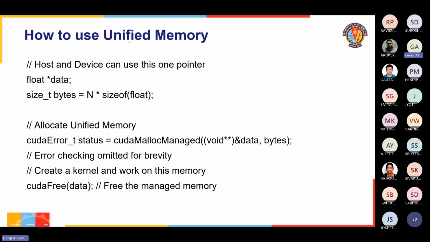So how do you use unified memory? Host and device can use this single pointer data. You allocate this memory by calling CUDA malloc managed. You then create a kernel, send this data directly to this kernel, and then free this data. This was introduced with compute capability 6.0 and after.